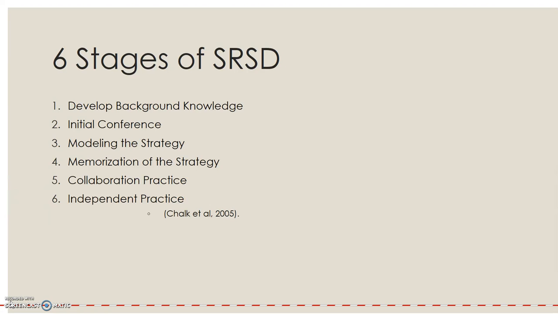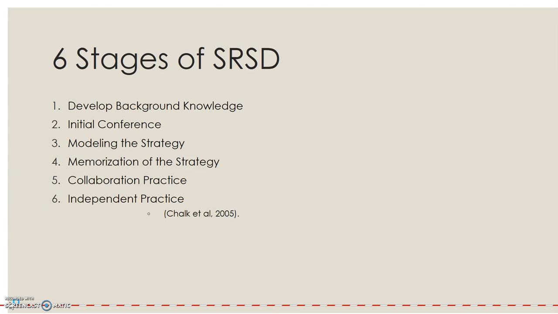Stage number 5, collaboration practice. Have the responsibilities switch from the teacher to the students. Make sure that they are meeting their goals. And if they're not, you can go back and revise their goals with the student.